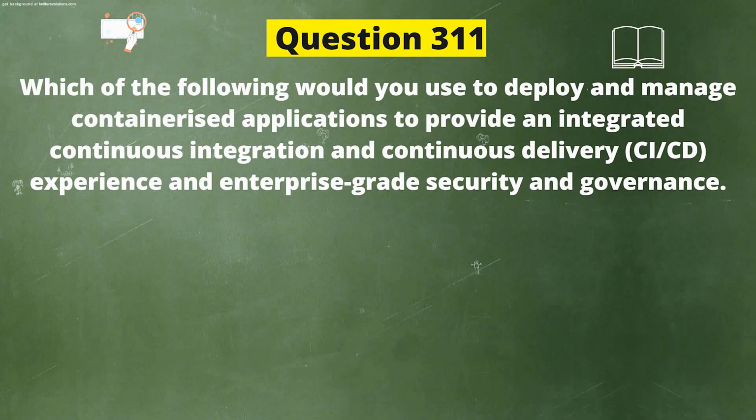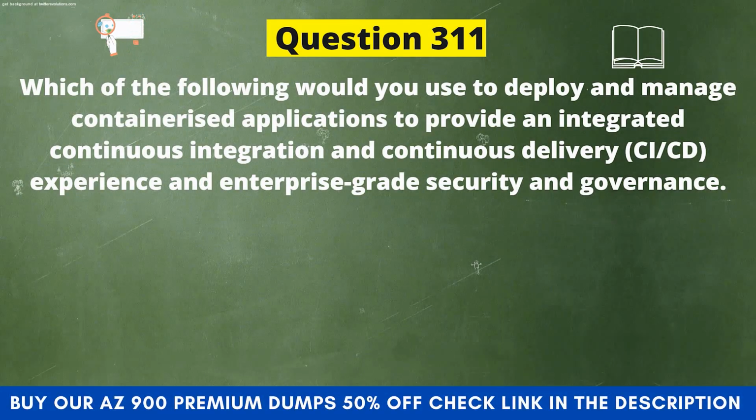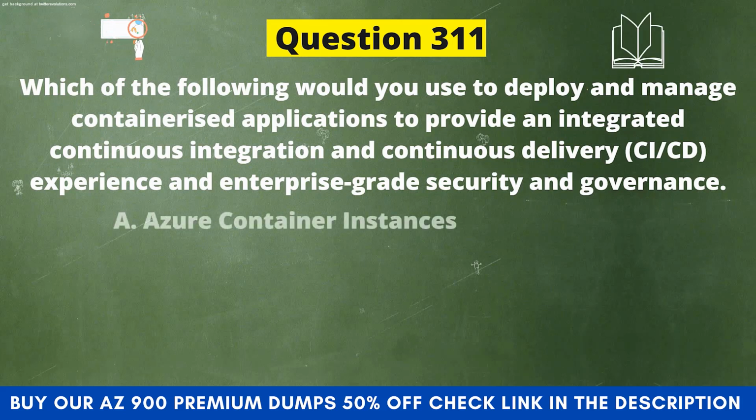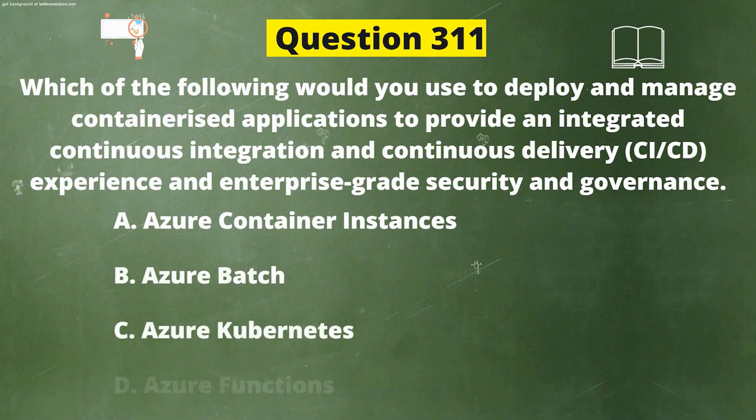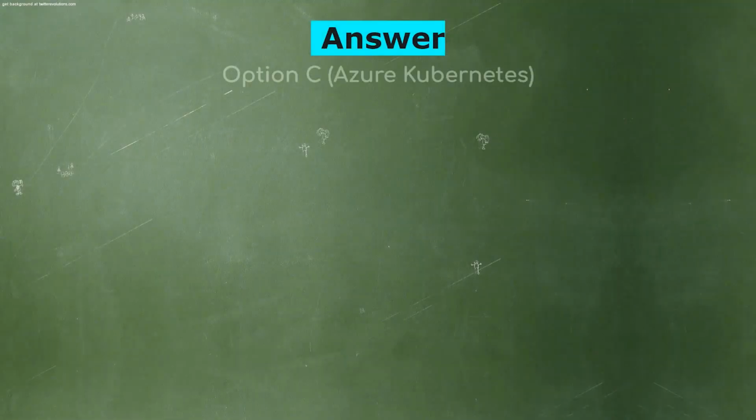Next question. Which of the following would you use to deploy and manage containerized applications to provide an integrated continuous integration and continuous delivery experience and enterprise-grade security and governance? And the options are A. Azure Container Instances, B. Azure Batch, C. Azure Kubernetes, D. Azure Functions. And the correct answer is option C.